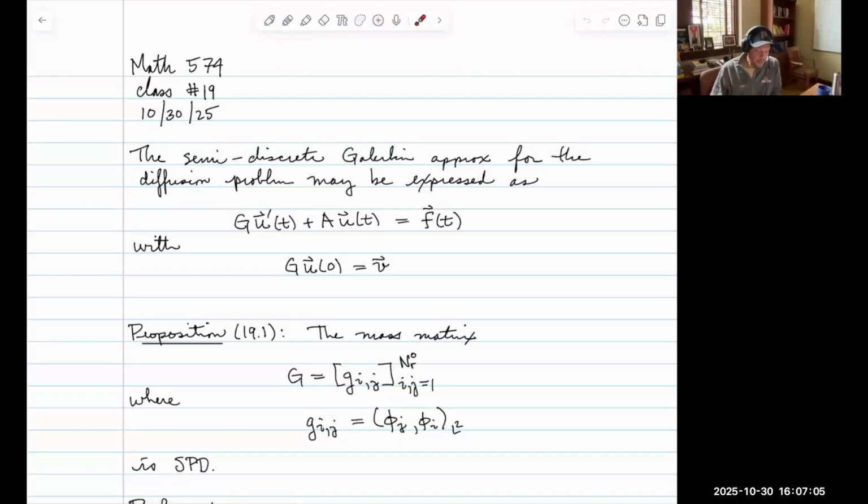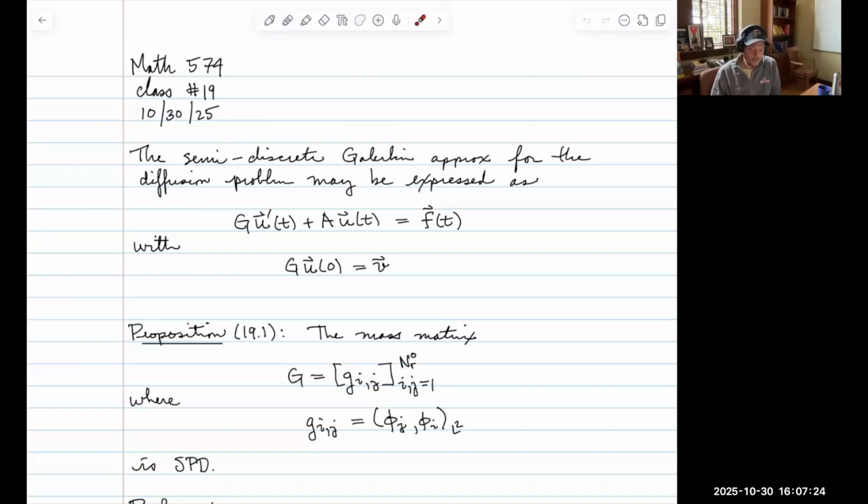Welcome back to Finite Element Methods, Math 574 here at the University of Tennessee. This is class number 19. And we've been talking about what? So we've been talking about the diffusion problem, which is a parabolic problem.